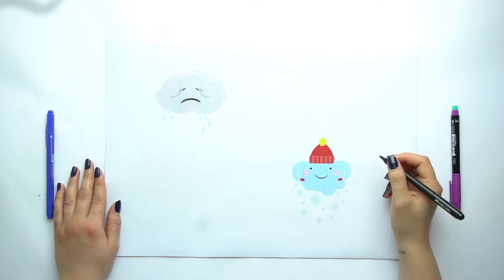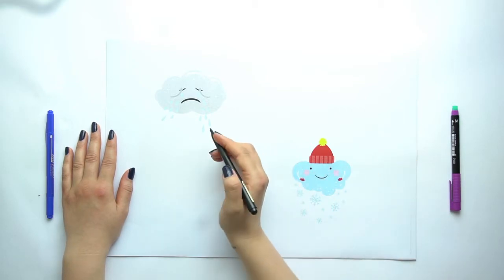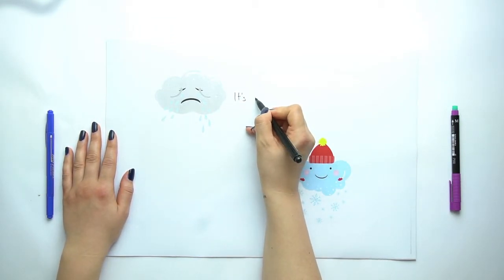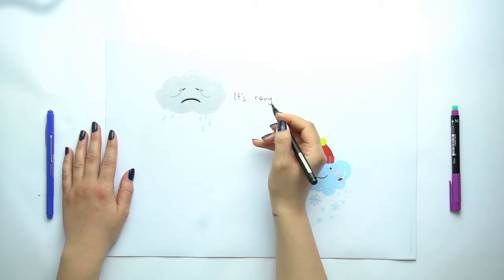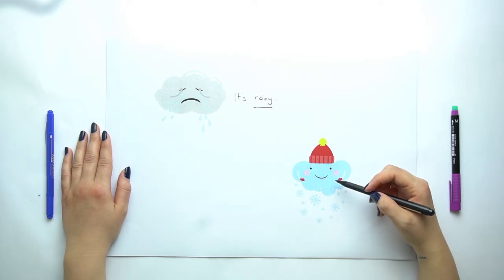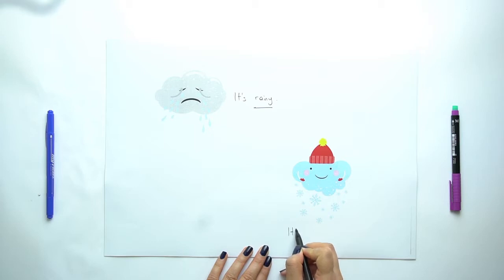Now, let's continue with these pictures. What is the weather like here? Look at the first picture. It is rainy in the first picture. What about the second one? What's the weather like here? As you can see, it is snowy.